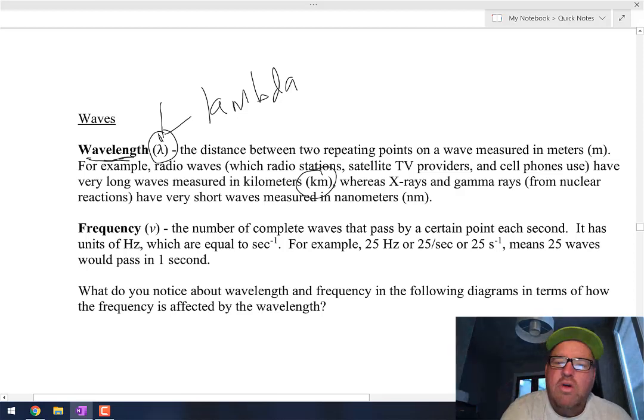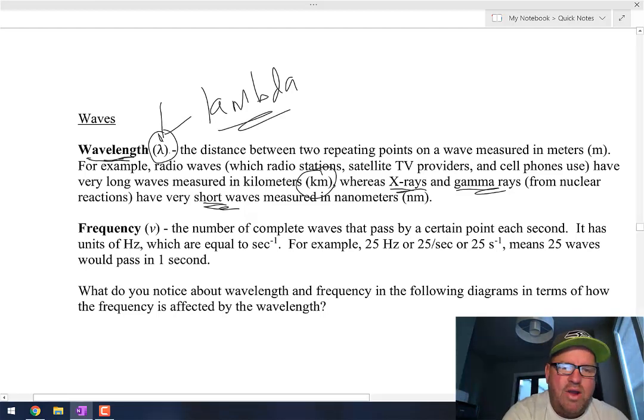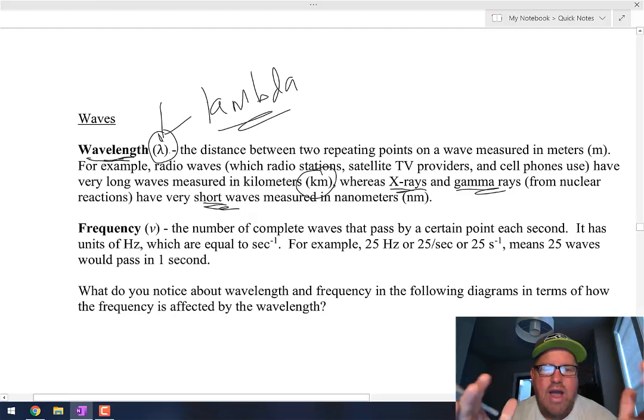small. Once you get into the smaller ones, you get to X-rays and gamma rays. Those are really, really short waves. And again, those are so small that you can't even see it between my fingers there. So wavelength, the letter lambda with a backwards looking H, is how big, how long that wave is.